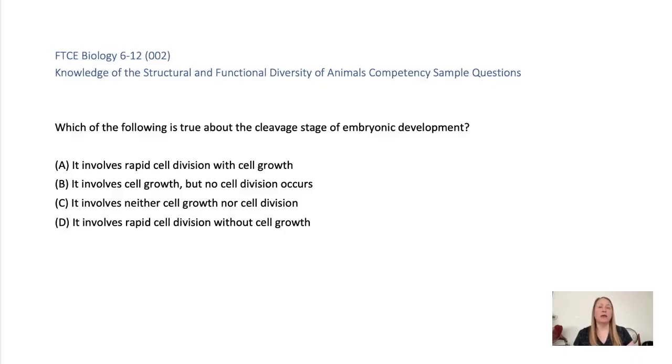Let's start to eliminate some of the wrong answers. A. There's no cell growth during cleavage, only division. B. Cell division happens, growth does not. C. Cleavage is rapid cell division, just without growth. The correct answer is D. Cleavage involves rapid cell division without a corresponding increase in the size of the embryo. This results in a cluster of small cells, which will then continue to develop and differentiate in later stages.